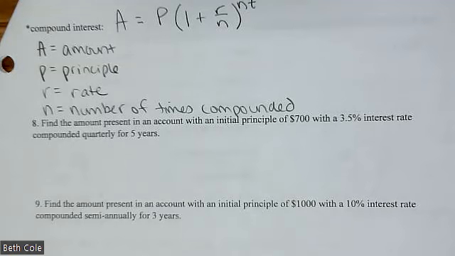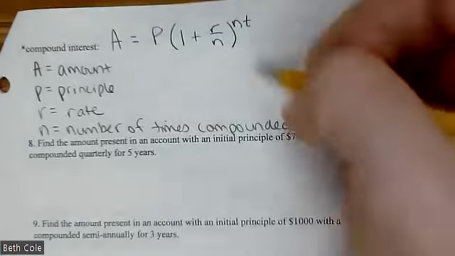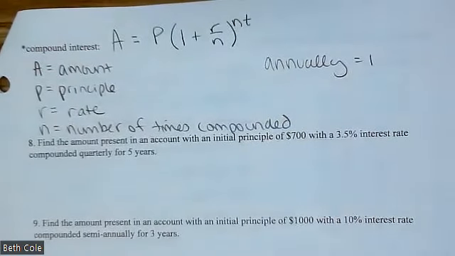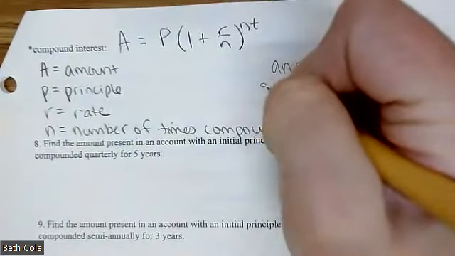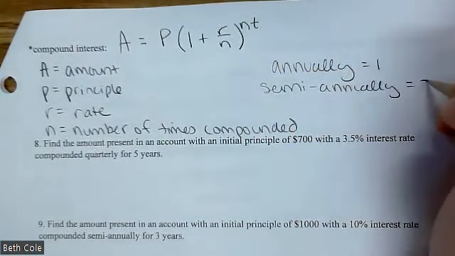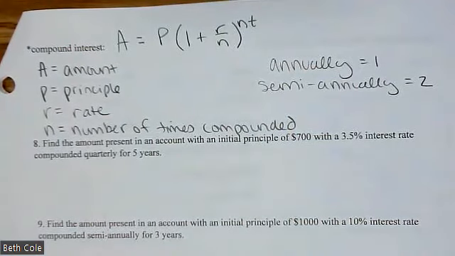If you compound annually, N would be 1. Annually means once a year. Let's write this down. Annually means 1. N is 1. Once per year. If you do semi-annually, N would be 2.